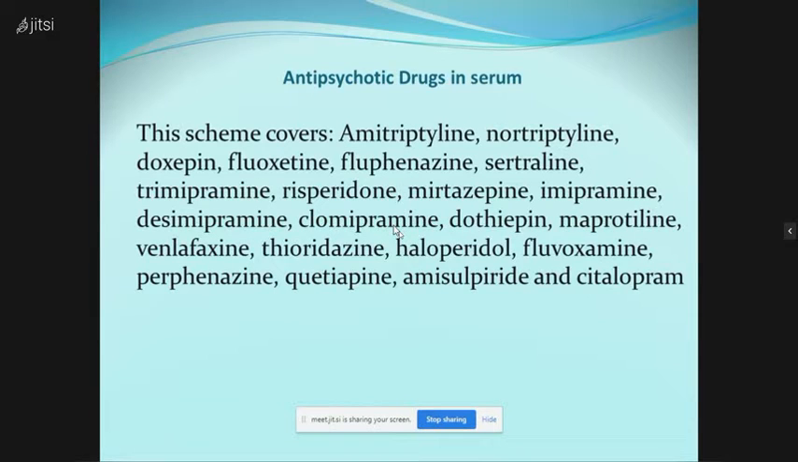Antipsychotic drugs, this is a very common cause of either drug overdose or drug toxicity, and these are all familiar to you, and sertraline is one of the most common drugs used.